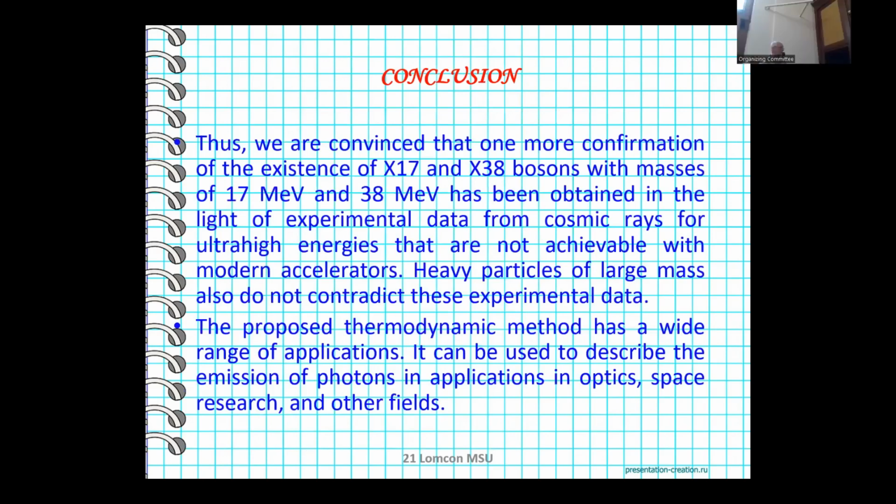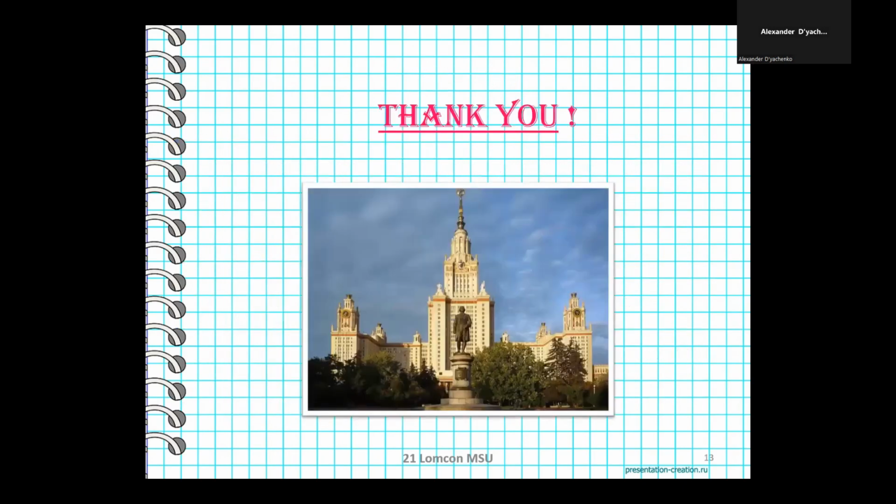You have 1 minute more. Thus we are convinced that one more confirmation of the existence of X17 and X38 bosons with masses of 17 MeV and 38 MeV has been obtained in light of experimental data from cosmic rays of ultra high energy that are not achieved with modern accelerators. Heavy particles of large mass also do not contradict this experimental data. This is the reference. Thank you very much for your attention.